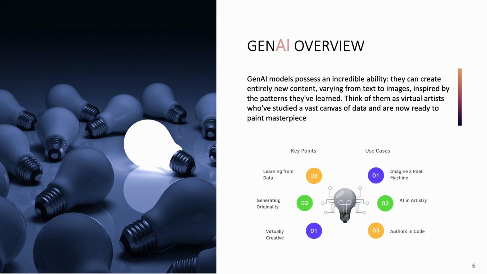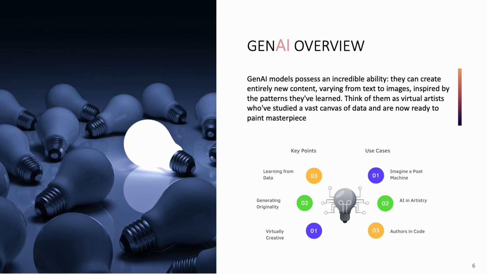So what are the key aspects? Basically, learning from data. A generative model is trained on vast data, absorbing patterns, and provides us the desired output. Then, generating originality. These models can create new content, something indistinguishable from the human side. So they are more creative than us.